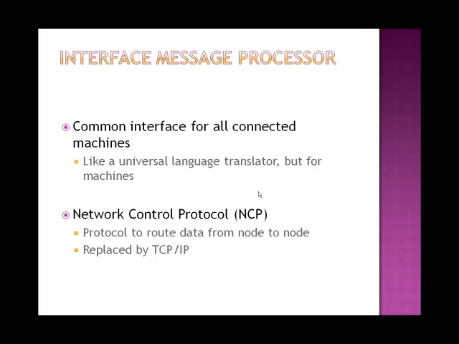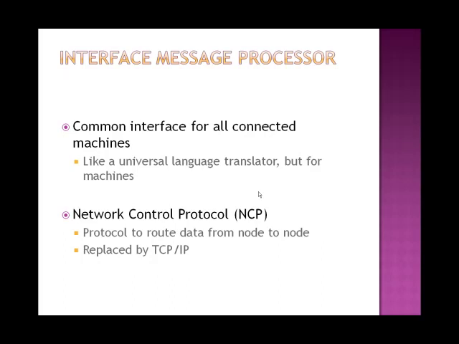So what did these interface message processors do? They were acting basically like a universal language translator that we have these days, but for machines. What that means is that each of those 4 networks had different computers with different operating systems and different codes and languages, and these interface processors would make a universal and seamless connection between these different networks with different properties.